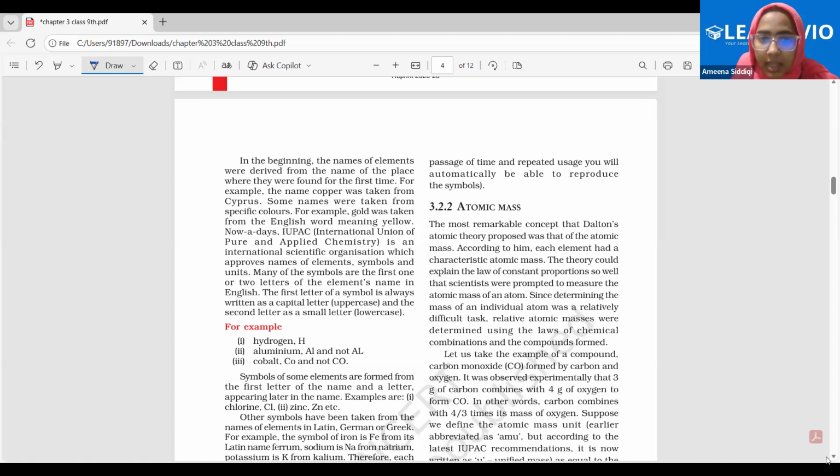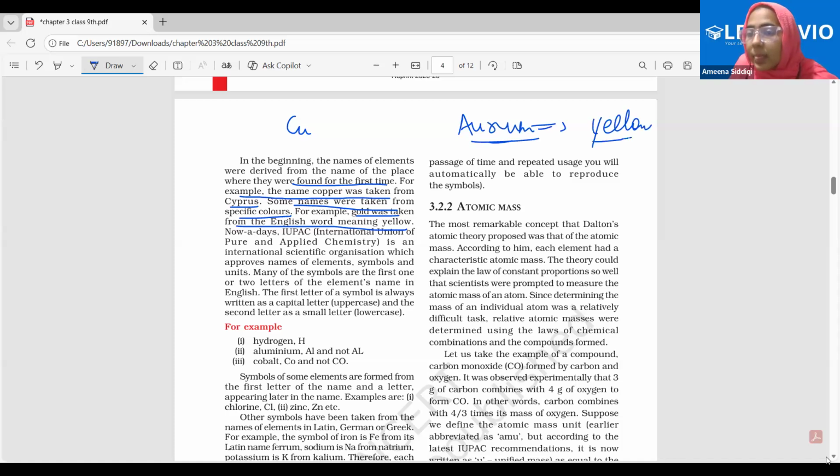See here. For example, the name copper was taken from Cyprus. Why? Because it was found there, where they were found for the first time. So copper has the symbol Cu. Second, some names were taken from specific colors. Very important. Example, gold was taken from the English word meaning yellow. See, gold basically is this. Now it means yellow in color. That's it. So why has gold been named aurum? Because its color is yellow. Are you getting it?